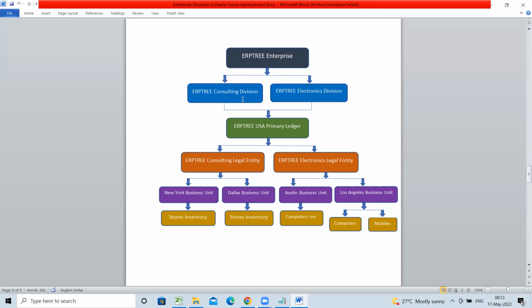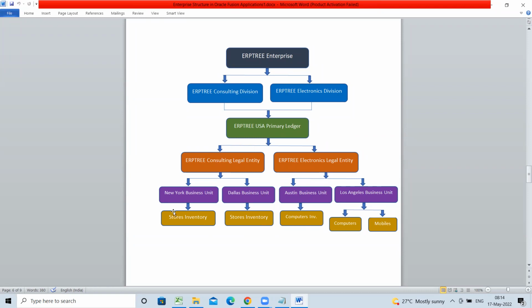Say they want to operate their business with two different divisions: consulting division and electronics division. Division wise, they have a registration. For consulting division, consulting legal entity; for electronics division, electronics legal entity. With the consulting legal entity registration, they are running the business in two locations. For two locations, two business units: New York and Dallas. And for those two, stores inventory. It is not a real inventory; these are dummy inventories, because they are into consulting.